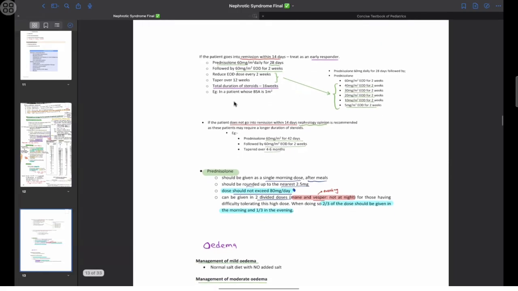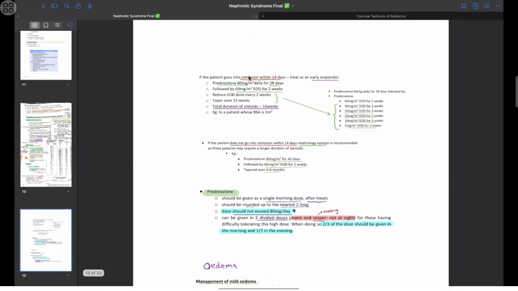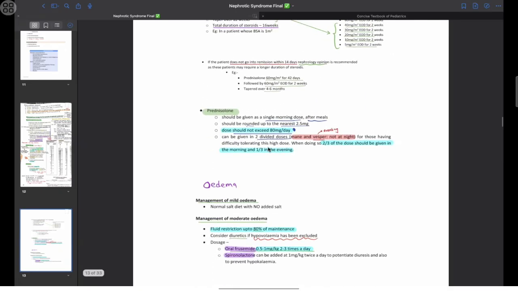So that is the way you give prednisolone. When you're treating these patients and the patient goes into remission within the first 14 days of this initial 28 days, you consider the patient an early responder. If the patient does not respond within those 14 days, then that person most likely will not respond, even though it is not yet 28 days. So that's why you go for a nephrology opinion. This you don't need to know. Then you can give this about how you give the doses.